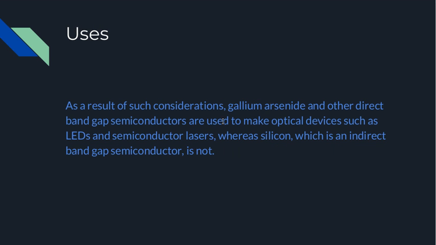Now let us see what the uses of indirect and direct band gap semiconductors are. As a result of the considerations which we discussed above, gallium arsenide and other direct band gap semiconductors are used to make optical devices such as LEDs and semiconductor lasers, whereas silicon, which is an indirect band gap semiconductor, cannot be used for such purposes.